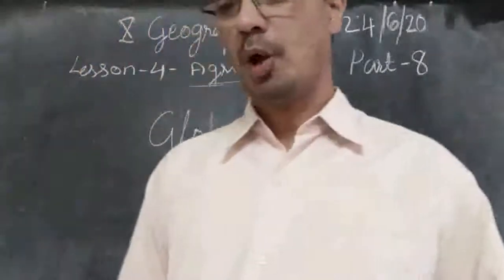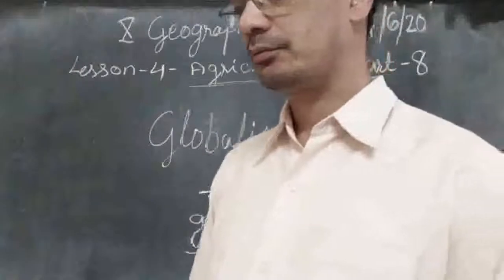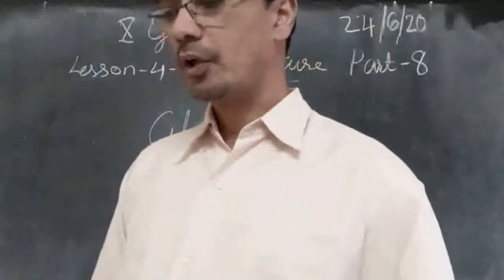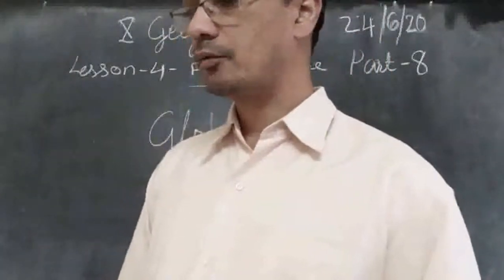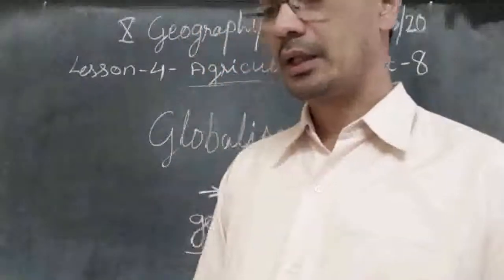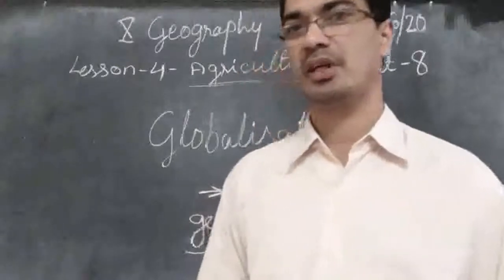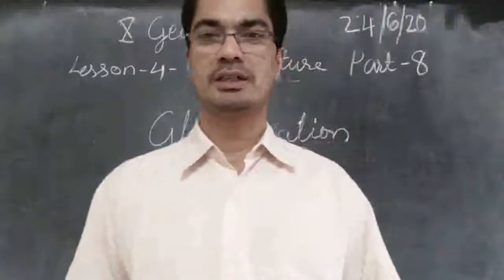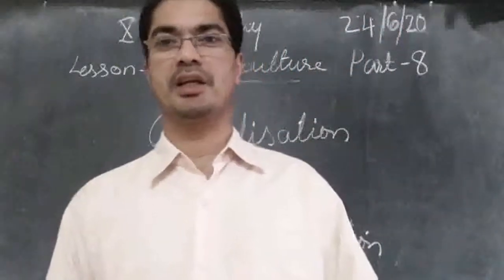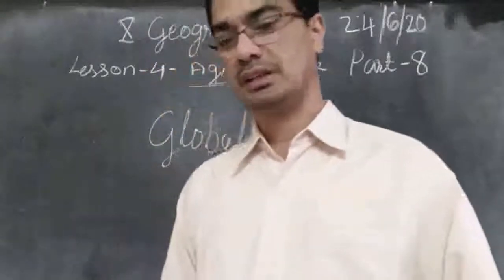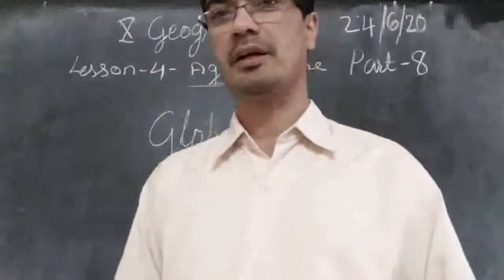The first one is multiple choice questions. First one: which one of the following describes a system of agriculture where a single crop is grown on a large area? So what do you think? A single crop is planted on a large area. What is the answer? It is plantation agriculture.